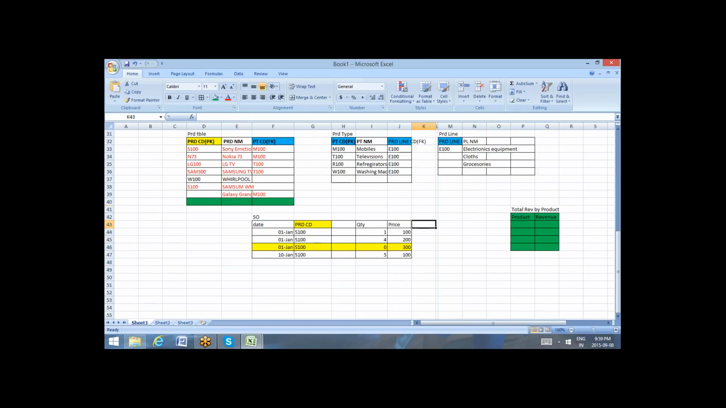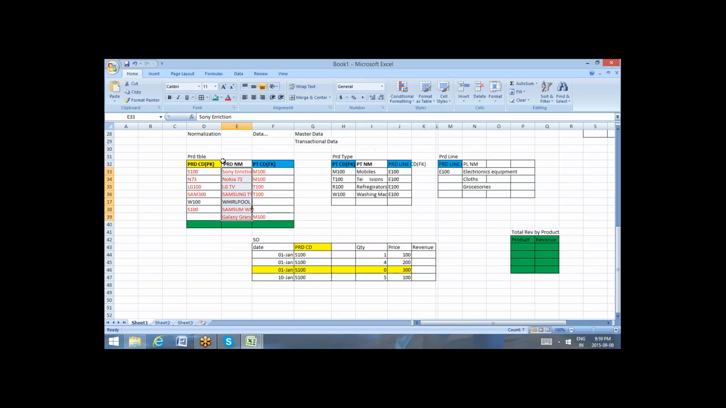Maybe the revenue column is available in this table, so the quantity multiplied by price. So this column can be generated this way. Now if I want this kind of report, I need to bring a column from this table. The product description is available in this table. So somehow I need to join these two tables together: the sales order transaction table and the product master data table.